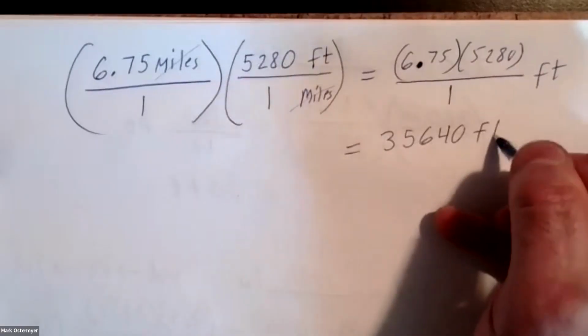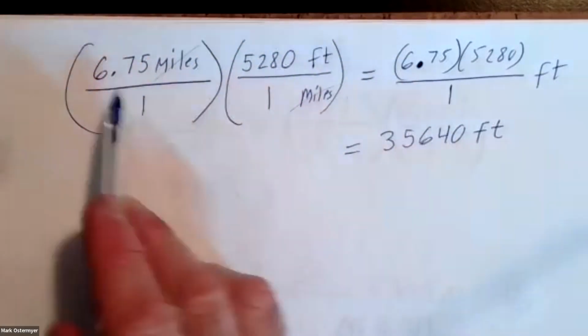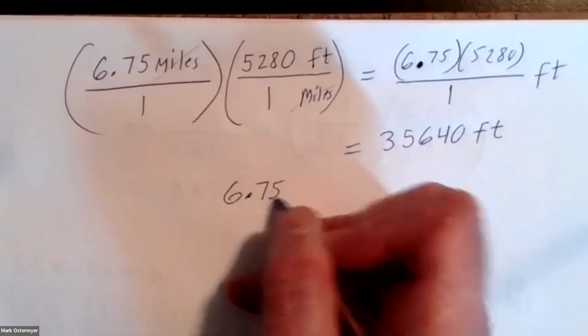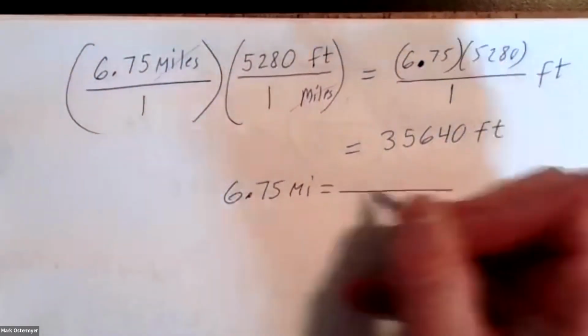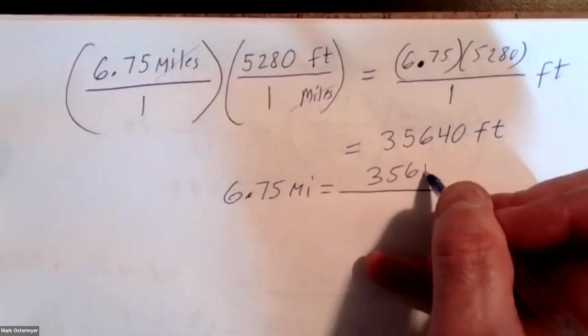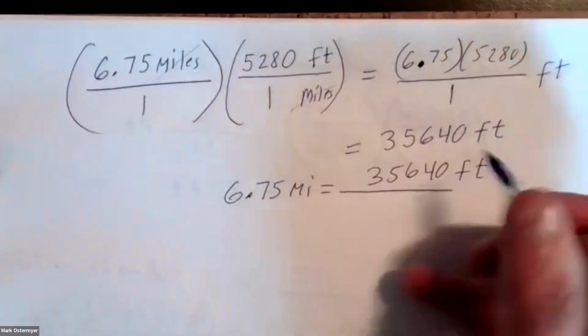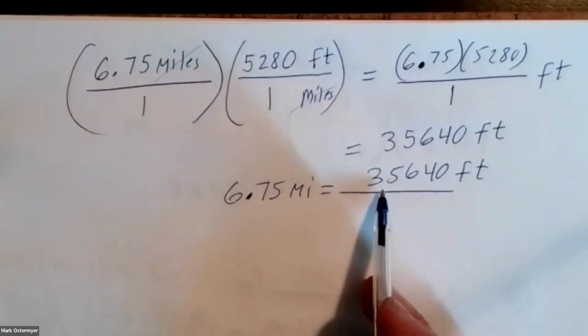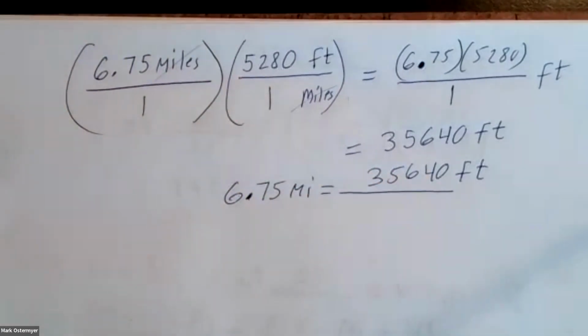35,640 feet would be 6.75 miles. So if you get on your treadmill and walk 6.75 miles, ladies and gentlemen, you will have walked 35,640 feet. Isn't that amazing? That's a lot of feet.